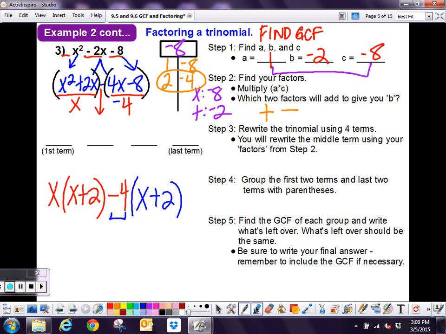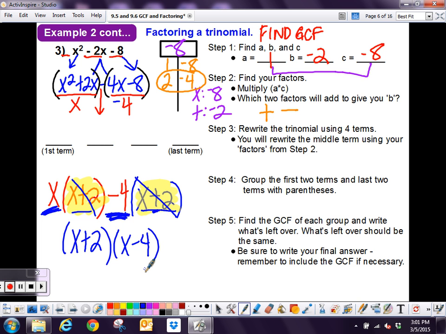Okay, remember that these two groups had to be the same. So if you're unsure on what that other sign right here needed to be, you know it needs to be plus because that's what the first group says. Okay, so these are the same in the groups. So I'm going to write that down once. x plus 2, and then I'm left with x minus 4. And there is our two factors. That is what was multiplied together to get that.